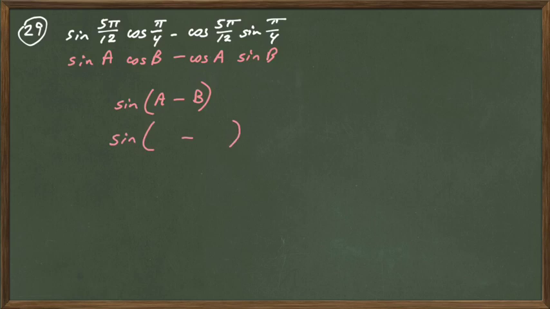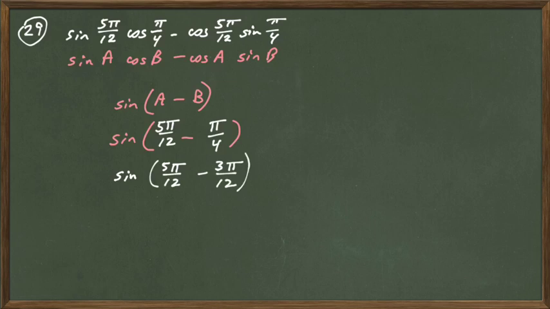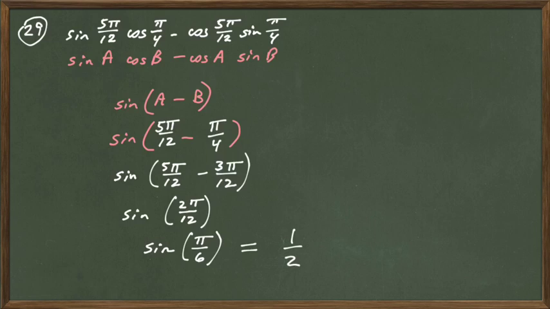What's A? 5/12. What's B? 1/4 pi. So now I have 5/12. You need a common denominator. Would 1/4 be 3/12? What's 5/12 minus 3/12? 2/12, which simplifies to pi over 6, or 1/6 pi, and the sine of that is 1/2.